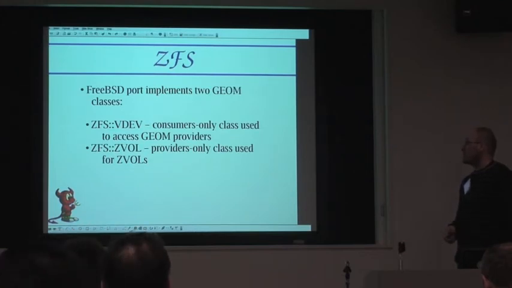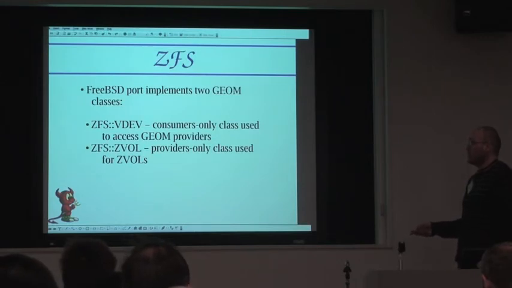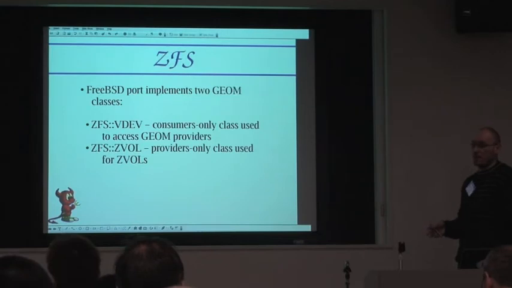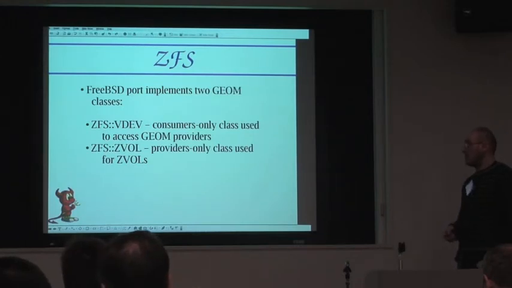The ZFS file system, which was ported from OpenSolaris, also uses two GEOM classes. One GEOM class, which is on the bottom of ZFS, just connects to other GEOM providers. So when we give ZFS disks to use, we just use a GEOM class to access those disks. And when we use ZFS zvols, it is also a GEOM class which provides other GEOM providers.